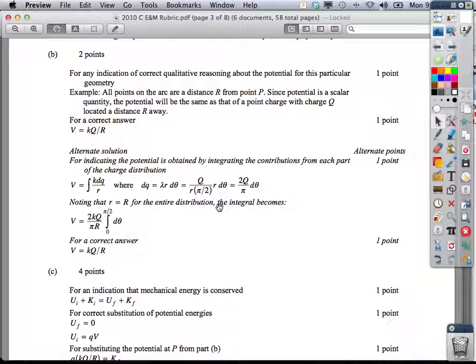Yeah, it gives you the arc length, right? So what we're doing is we're saying a little tiny piece of the arc length. Then we're using the density, which connects that to the little tiny piece of the arc length. And then that gives us this 2q over pi d theta. So you integrate that and you get the same answer.